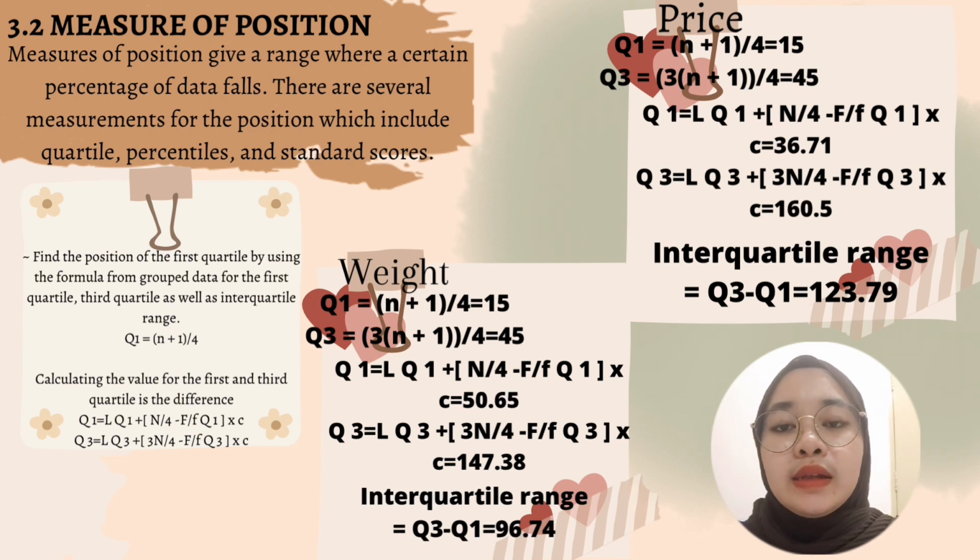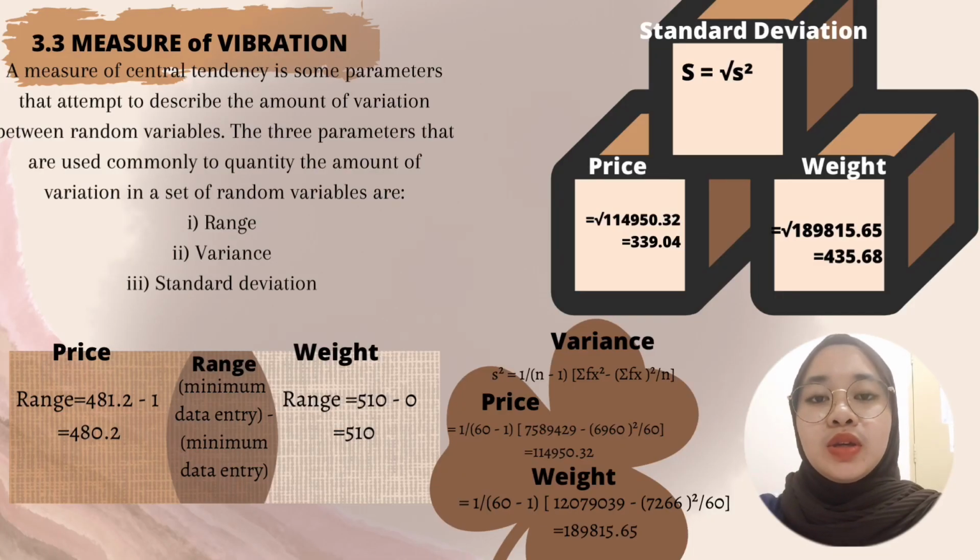The first and third quartiles of price are 36.71 and 160.5 respectively. So the interquartile range for price is 123.79, while the first and third quartiles for weight are 50.64 and 147.38 respectively. So the interquartile range for weight is 94.74. 3.3 Measure of variation.